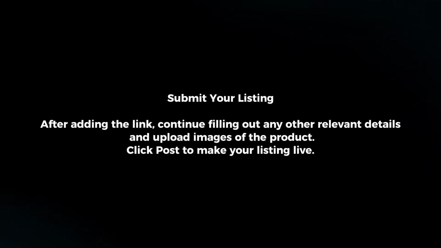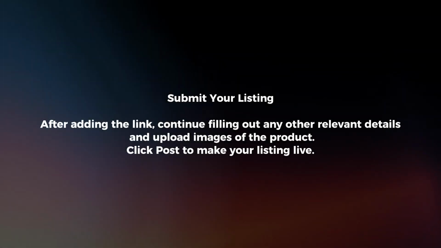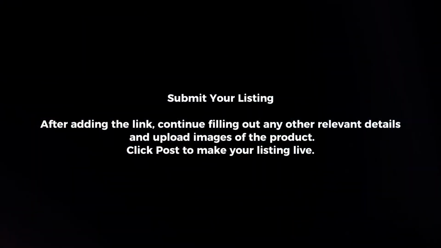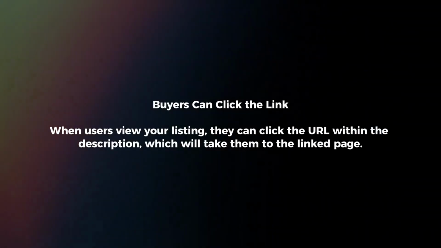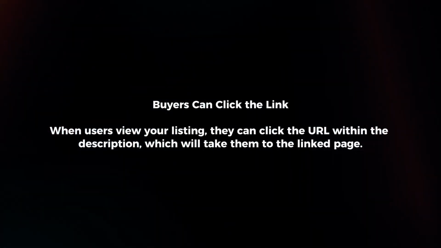Submit your listing. After adding the link, continue filling out any other relevant details and upload images of the product. Click Post to make your listing live. Buyers can click the link. When users view your listing, they can click the URL within the description, which will take them to the linked page.